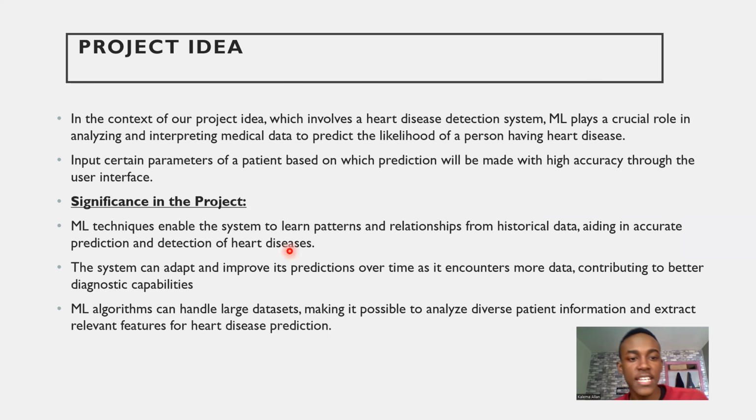So the project idea, as I've talked about, involves a heart detection system. Machine learning plays a role in analyzing and interpreting medical data to predict the likelihood of a person having a heart disease. The significance of the project is that it enables the system to learn patterns and relationships from historical data. Remember, we are going to be feeding it data and it will be able to learn from the data, aiding in accurate prediction and detection of heart diseases.